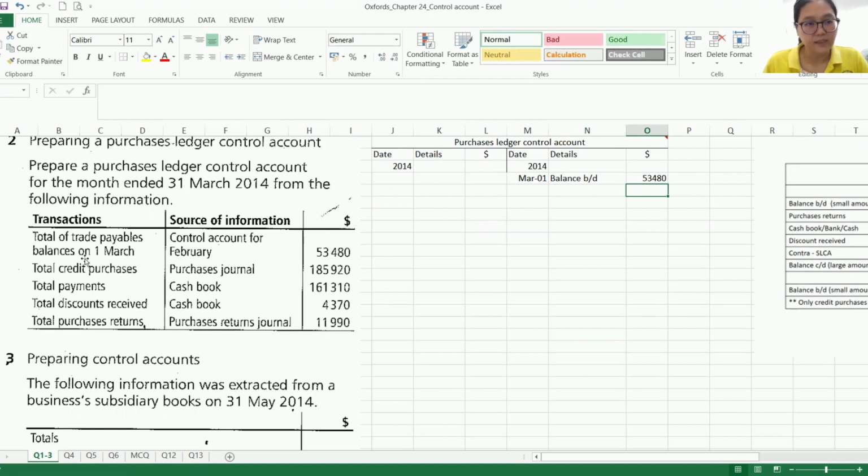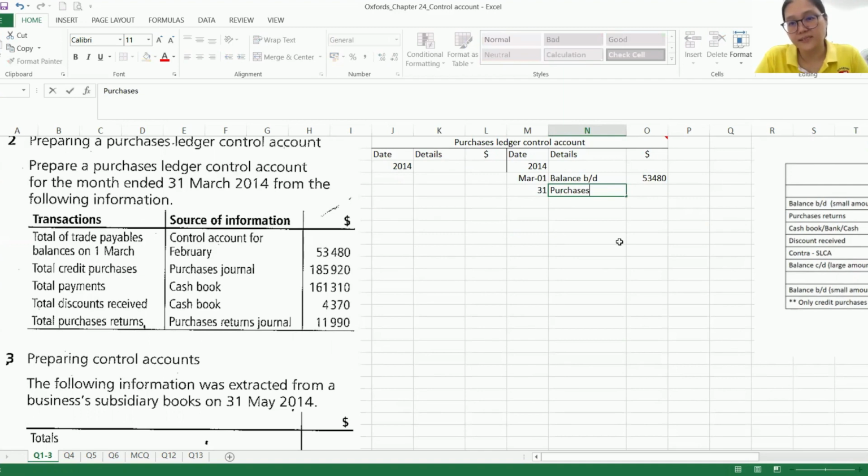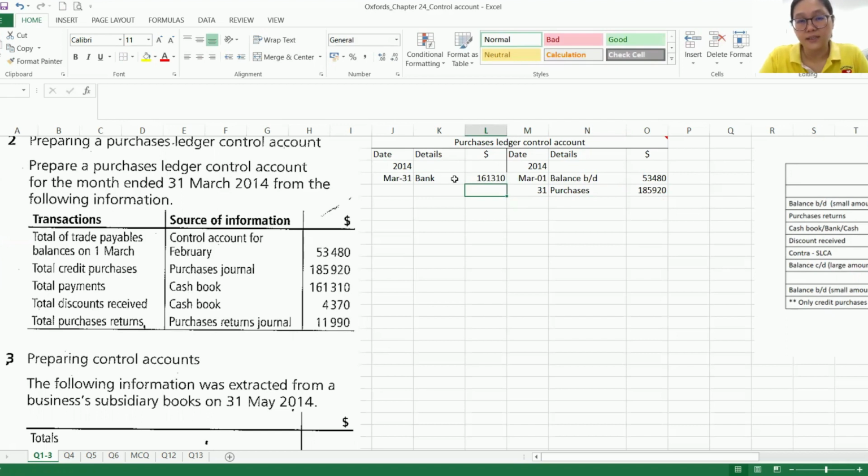Next is credit purchases. It is on the 31st, because March has 31 days. Here are the purchases. You can put credit purchases or just purchases, also fine. 185,920. Okay, after that we have the payment, which is on the debit side, the bank amount. We assume it is put into the bank because it's a big amount. Next is the discount received.